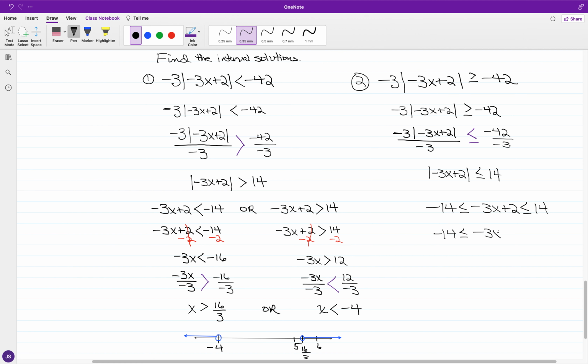And so with getting x by itself, okay, I can subtract 2. If I do it at one section, I'm going to do it at all sections. And so subtracting 2, I have negative 14 minus 2. So this will be negative 16. And we have negative 16 is less than or equal to negative 3x. And 14 minus 2, this will become 12.